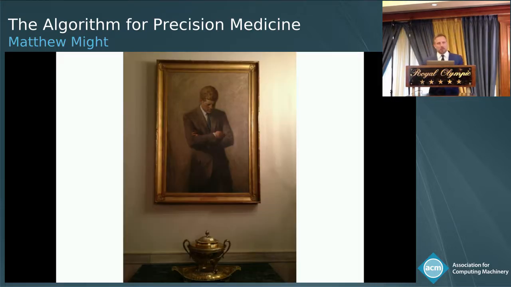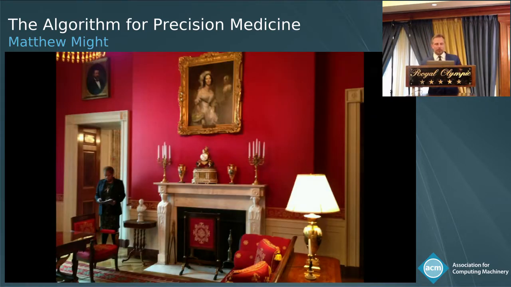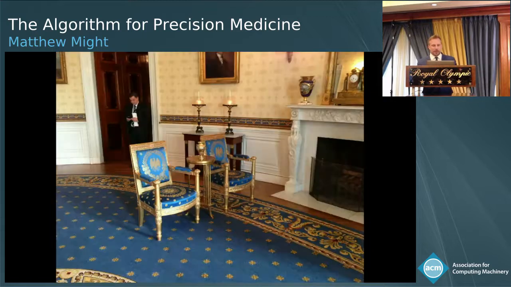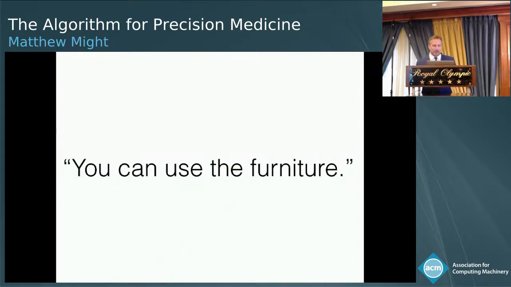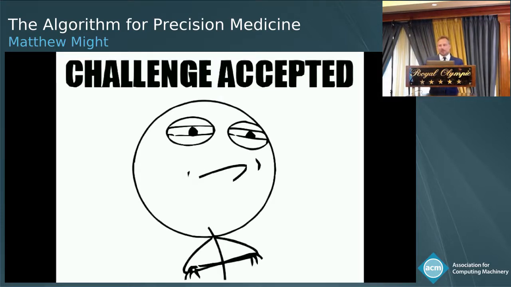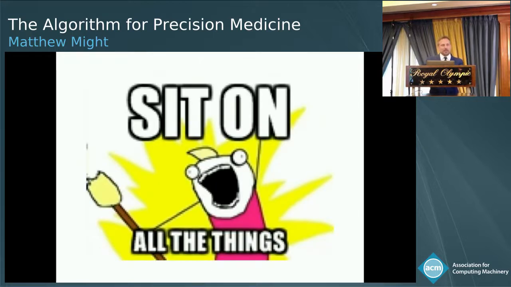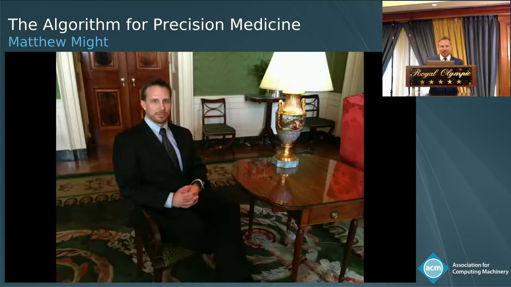Eventually found the portrait of JFK, and this woman came out and said, right this way, and led me into this bright red room. In fact, it's this whole suite of staterooms, and I was just sort of free to wander in here for an hour. So I did. I just sort of took a look at everything that I could find. And then one of the guards is like, hey, you know, you can sit down if you want. You can use the furniture. I was like, well, if you insist, I will use the furniture. I'm going to sit on everything in this room. So that's what I did for about an hour.